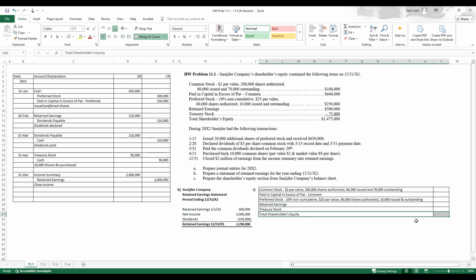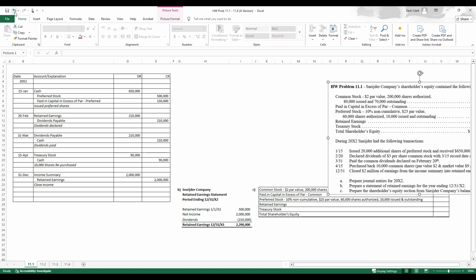Okay, so now, let's go ahead and put a double underline. Okay, so this is going to be our updated shareholders equity section from the 12/31/X2. This is 12/31/X1.